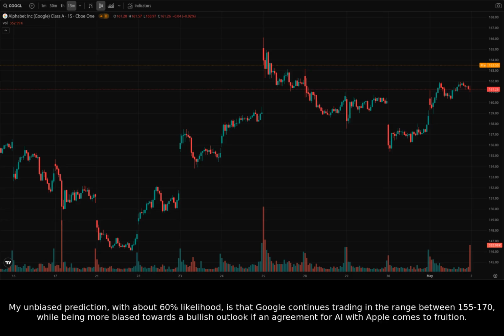My unbiased prediction, with about 60% likelihood, is that Google continues trading in the range between 155 to 170, while being more biased towards a bullish outlook if an agreement for AI with Apple comes to fruition.